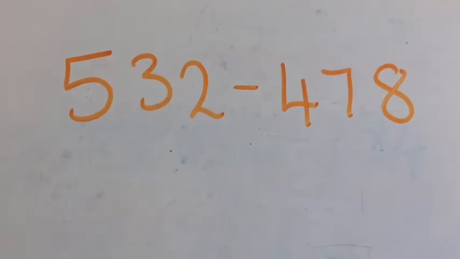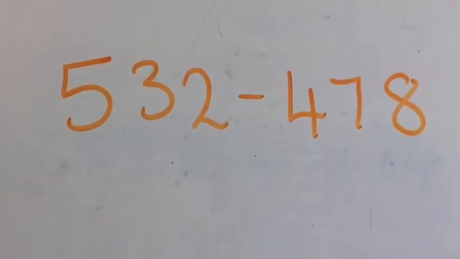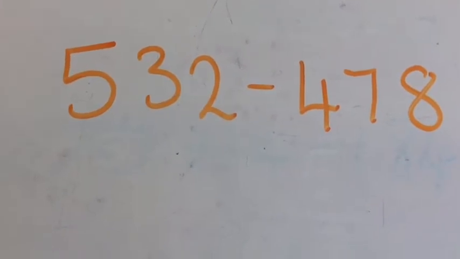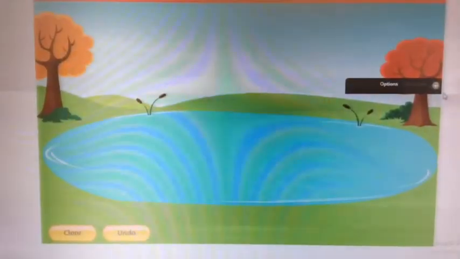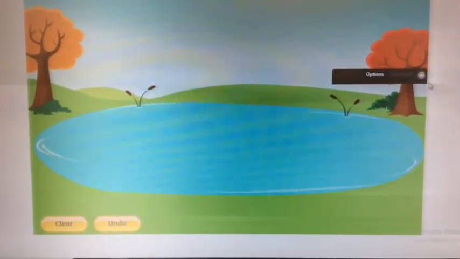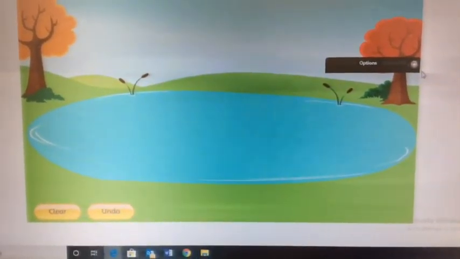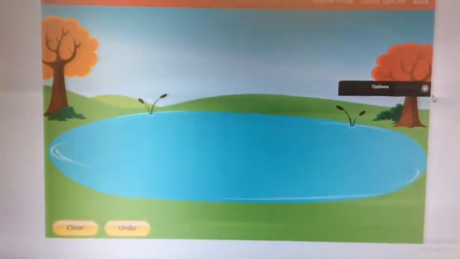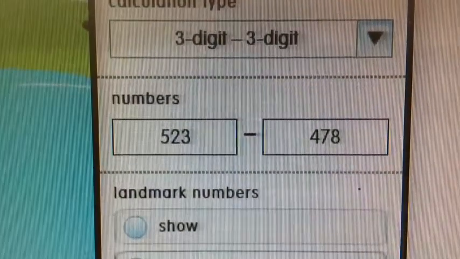Now let's move on. We're going to work with 2 3-digit numbers with subtraction today. And we've got a little frog to help us. Here's his frog pond, and he's going to help us count up from 478 to 523. Pause the video whenever you want. So there's the sum. Here we go.